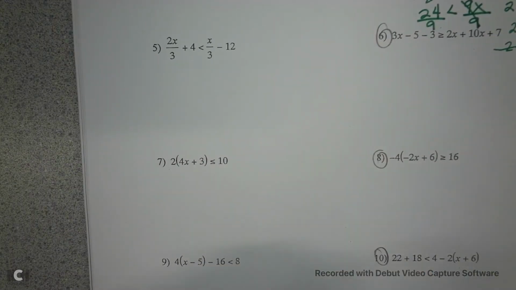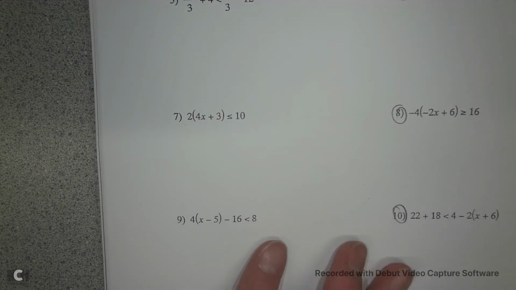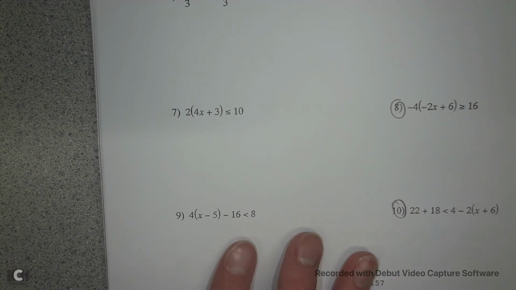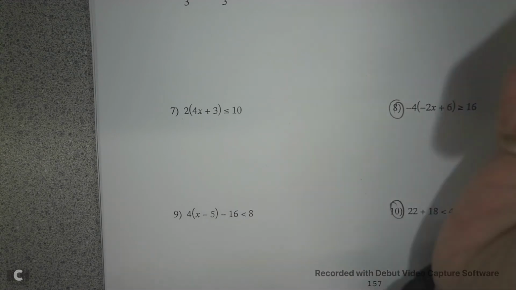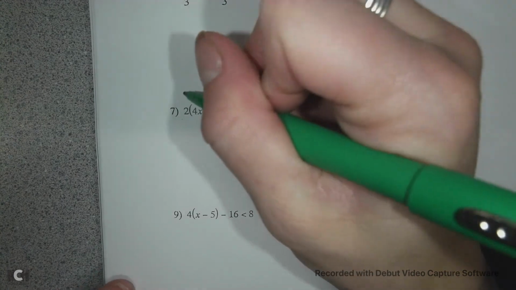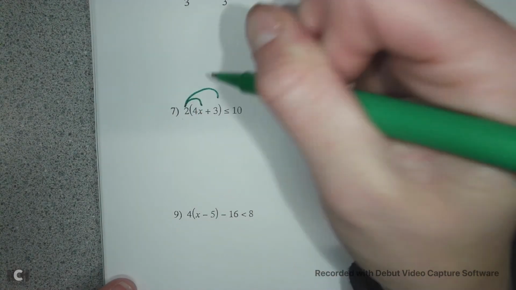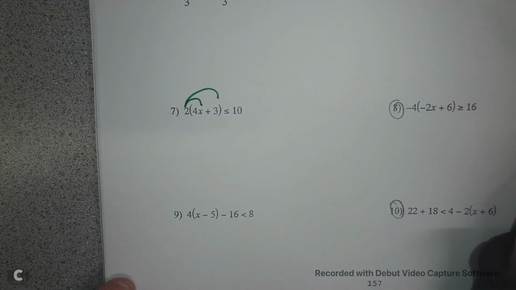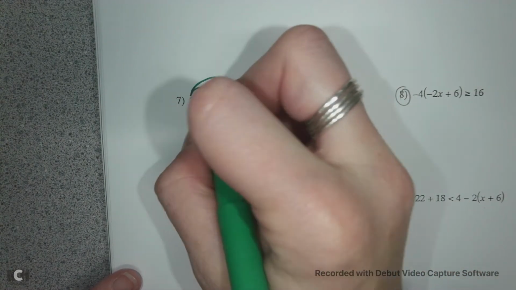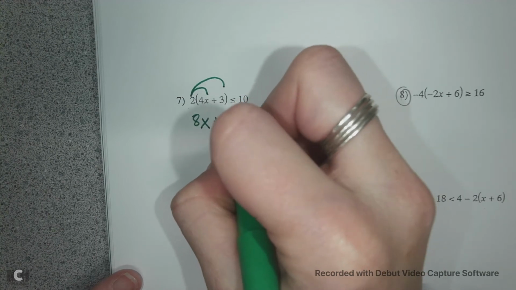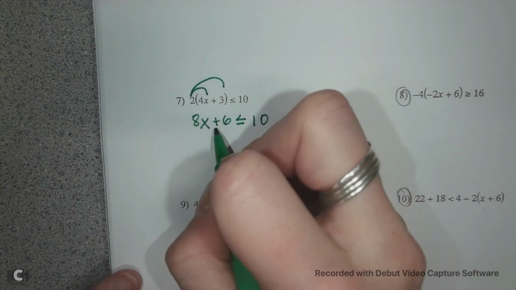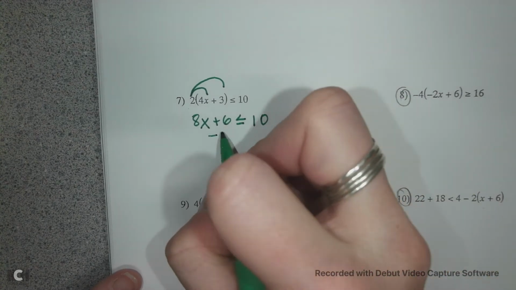We're going to look at number 7. Yeah, number 7. Cool. So on number 7, we have these parentheses. So we need to distribute the 2 to the 4x and the 3. Remember, distribute means multiply. So 2 times 4x's is 8x's, and 2 times 3 is 6, is less than or equal to 10. We're trying to get the variable by itself, so we want to get rid of this positive 6.